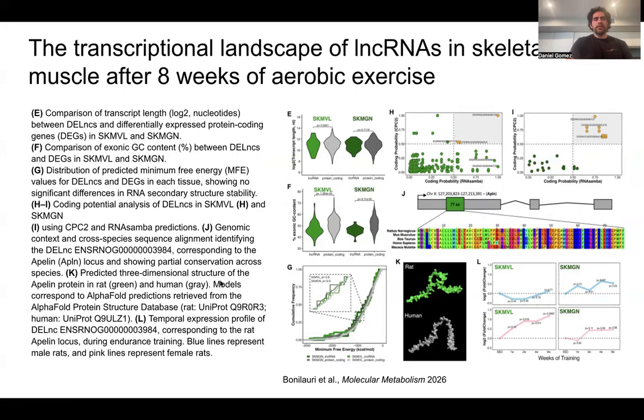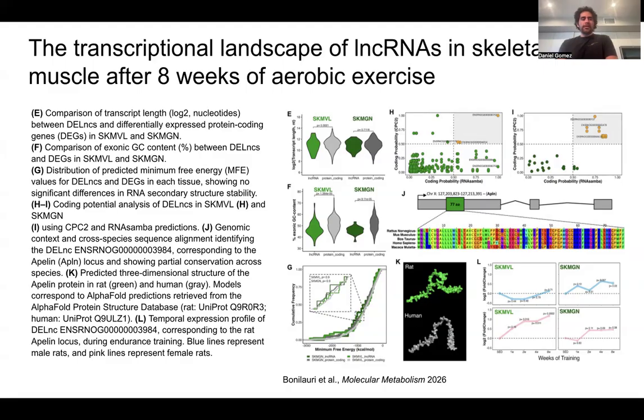Okay, so the next figure here is a comparison of transcript length, log2 nucleotides, between del-nix and differentially expressed protein-coding genes, or DEGs, in skeletal muscle VL and GN. You can see that it looks like a violin plot. We can see lincRNAs and protein-coding genes for each, vastus lateralis and gastrocnemius.